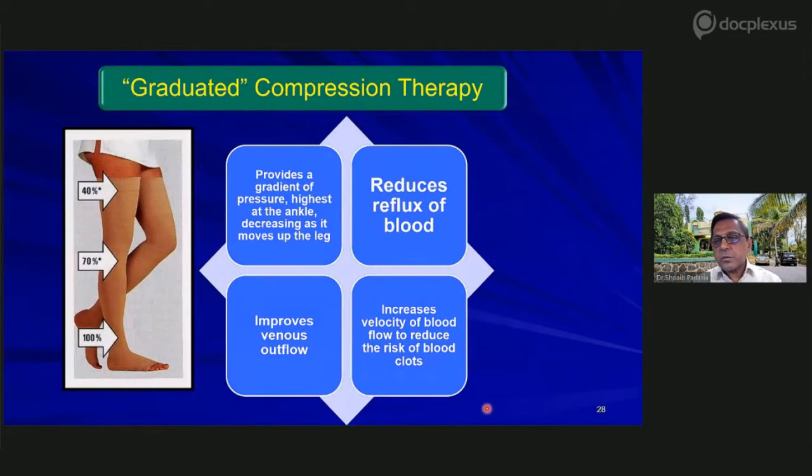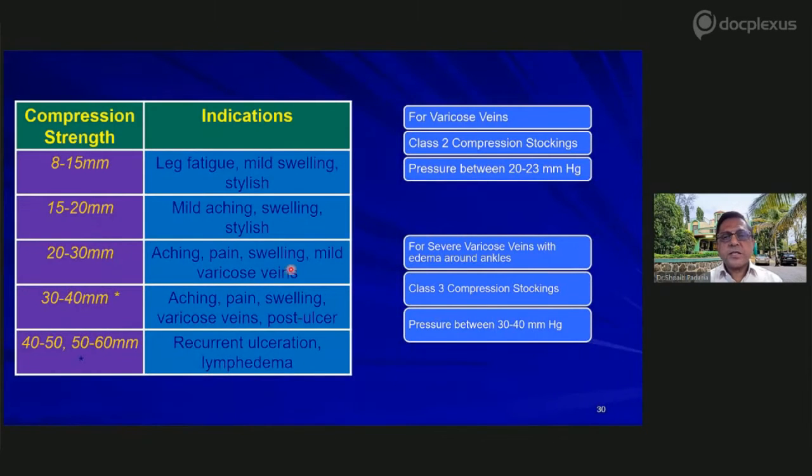Now, these stockings should not just be bought like regular stockings. They have to be graduated compression therapy stockings. What does this mean? This means that the maximum pressure should be around the ankle, 70% of the pressure should be at the region of the knee joint, and 40% of the pressure should be at the thigh. So increased pressure here and a decrease in pressure here allows the blood to go upwards towards the heart. You will understand, if there's 100% pressure here and 40% here, you'll end up with severely edematous and swollen legs.